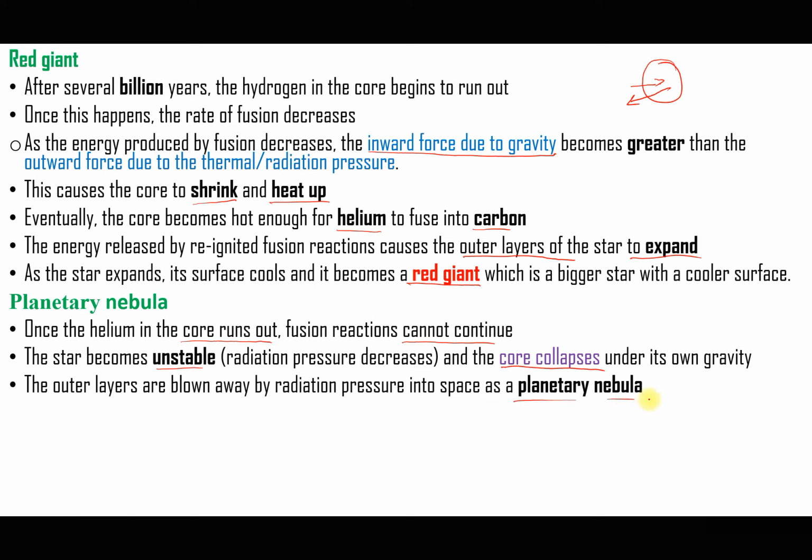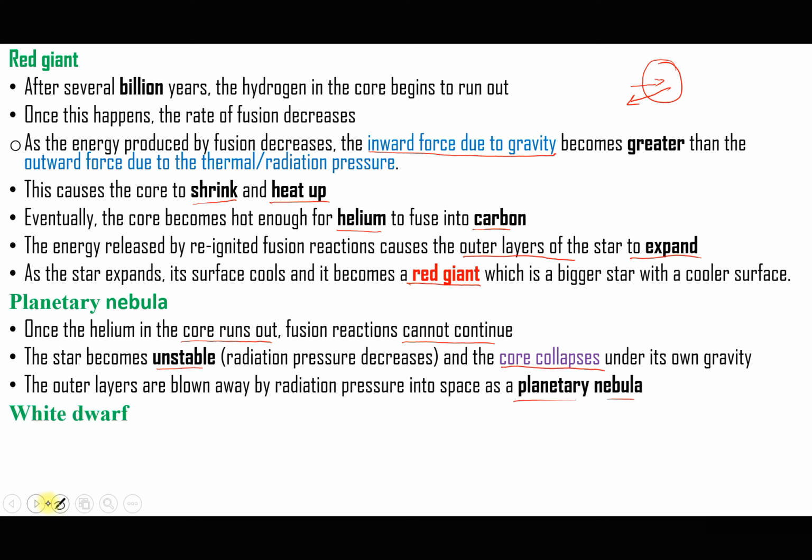So as the helium gets used up, fusion reactions cannot continue, they actually stop. So the star becomes unstable. Radiation pressure decreases and the core collapses. Then the outer layers of the star are blown away by the radiation pressure into space as a planetary nebula. Then finally we form what we call a white dwarf.